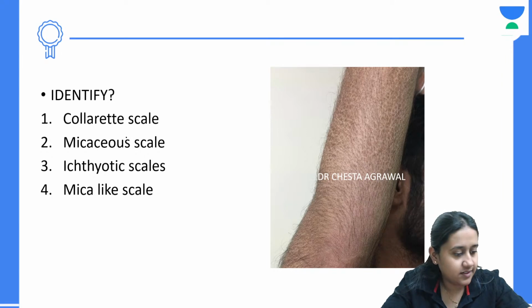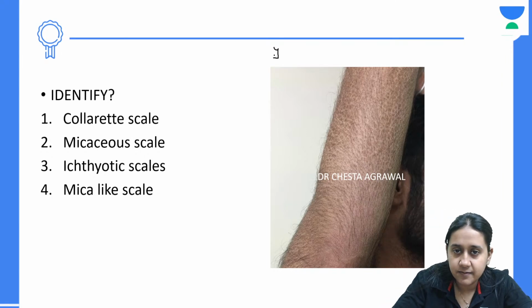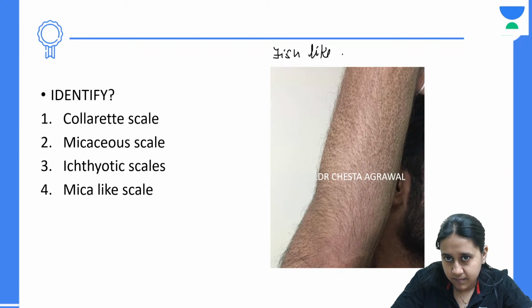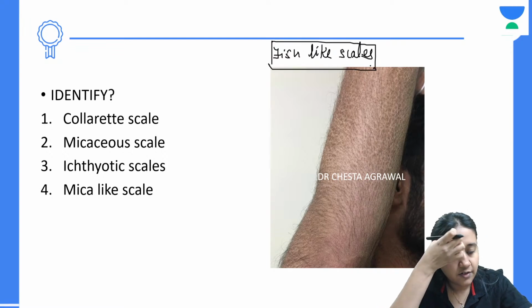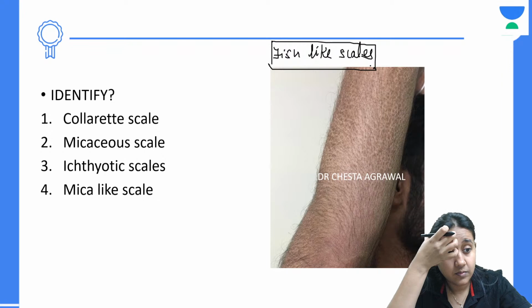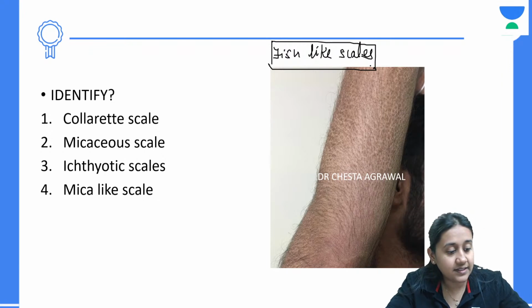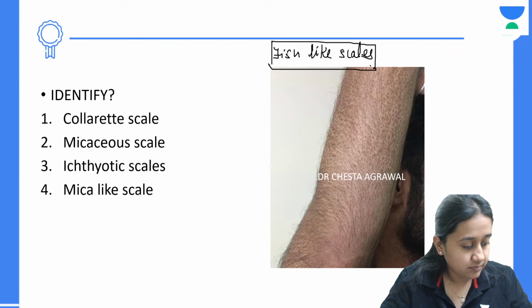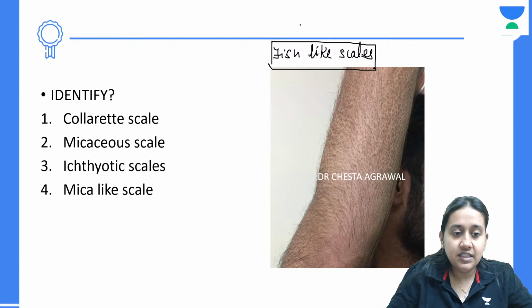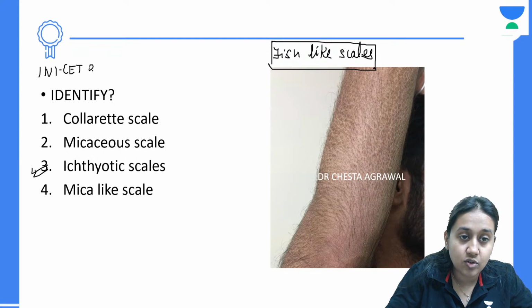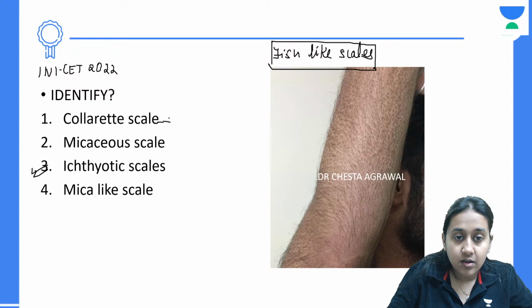What are these scales called? Fish-like scales. What are these scales known as? These are ichthyotic scales. Please remember, in INI-CET 2022 we had a question on these scales.